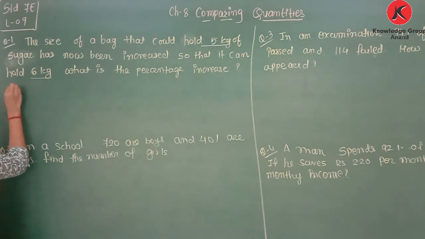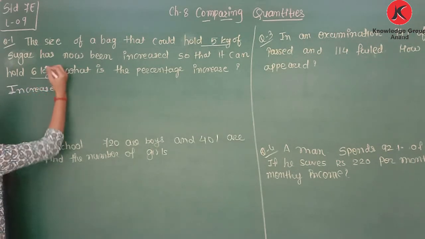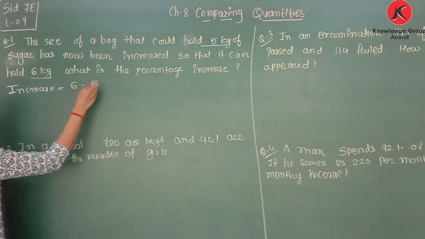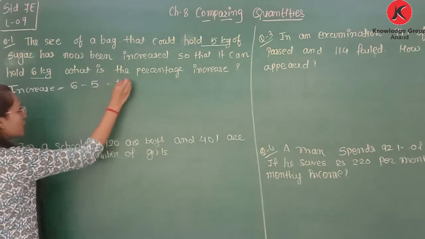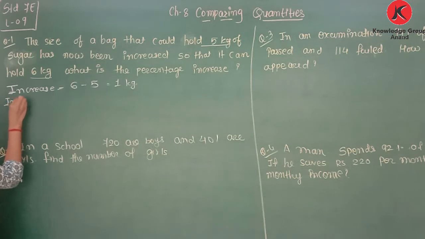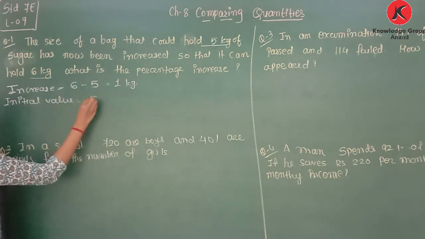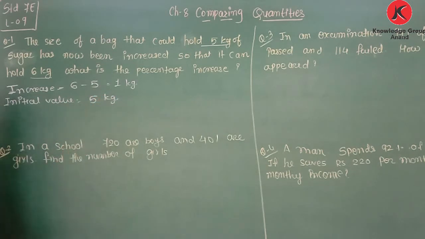So increase is equal to, from 5 kg it becomes 6 kg. So it is a 1 kg increase. Now what is our initial value? Our initial value will be 5 kg. Now we need to find the percentage increase.